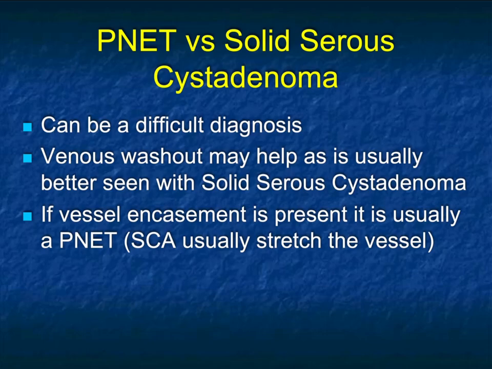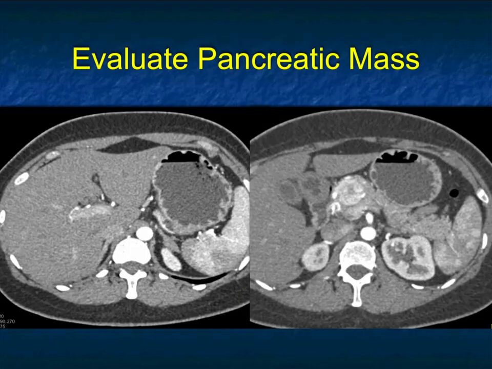Now, I mentioned, and I showed you before, some serous cystadenomas that are very vascular on our arterial phase imaging. Maybe on the venous you see a bit more of the septations. It can be a difficult diagnosis just looking at the imaging, distinguishing between the two. Venous washout may be helpful, as I mentioned, because the cystic components are better seen on venous phase imaging. And if you have vessel encasement, then it's usually a neuroendocrine tumor. If you have vessel draping, then typically it's going to be a serous cystadenoma with that vessel draping or stretching.